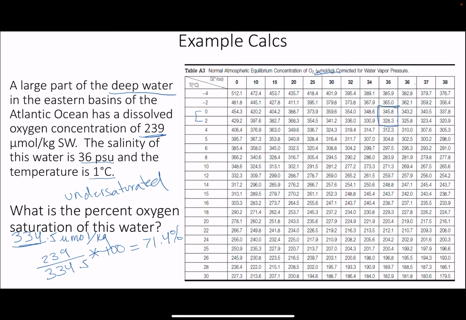So we would assume, and we would propose, that the reason this deep water is lower in concentration than you'd expect from equilibrium is that the oxygen in this water has been consumed because of respiration. And that indeed makes sense. And so you can then use this number, this percent undersaturation, to have an idea of how much respiration has probably happened. So that's just an example of how we would use these percent saturations.